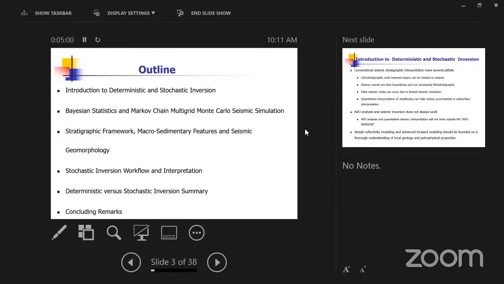Again, I will just run through the simple workflow on interpretation for stochastic inversion. Then we'll do a comparison between deterministic and stochastic inversion. And we'll conclude, take some questions.